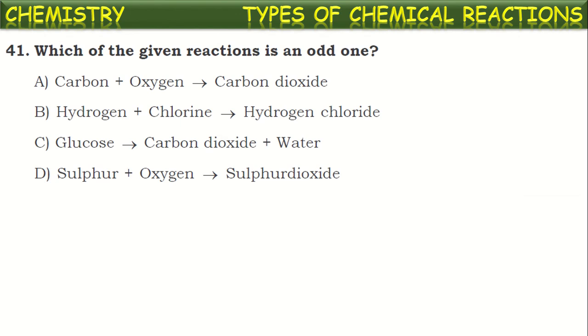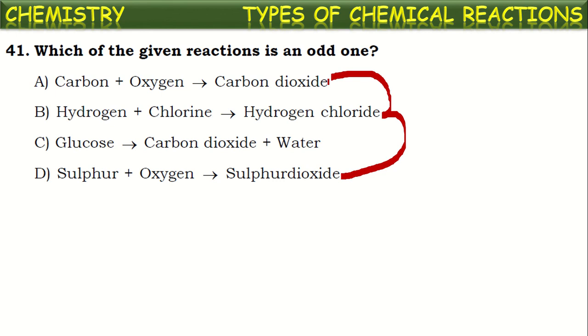Okay. Next one. Which of the given reactions is an odd one? Means which is different from the remaining three. Observe the equations once so we can understand. Here carbon plus oxygen gives carbon dioxide, hydrogen plus chlorine gives hydrogen chloride, glucose giving carbon dioxide and water, sulfur and oxygen combining to form sulfur dioxide. If we observe, in these three reactions, two chemical substances, or simply two elements, are combining together to form a new compound. We can say these three reactions are representing combination reactions.